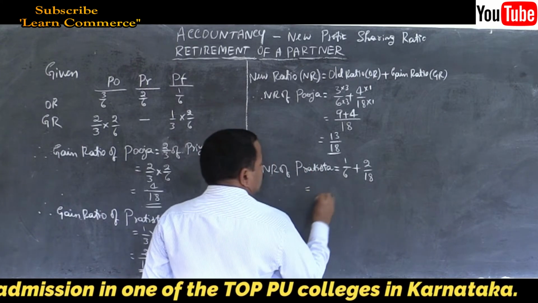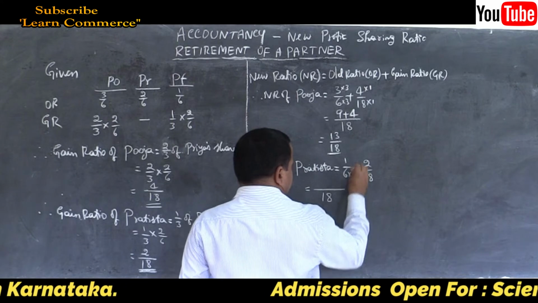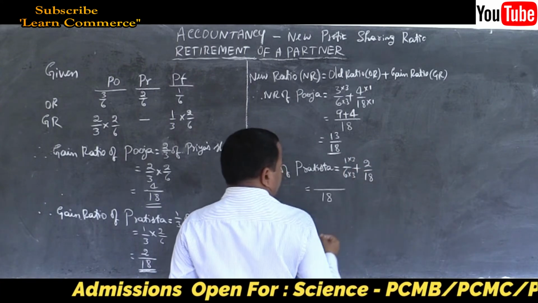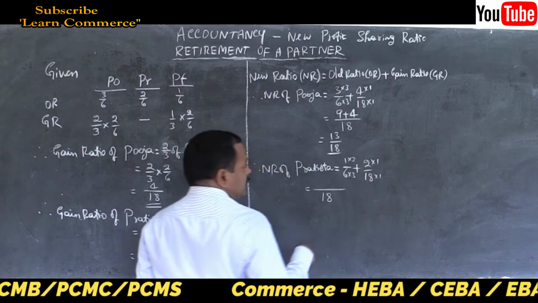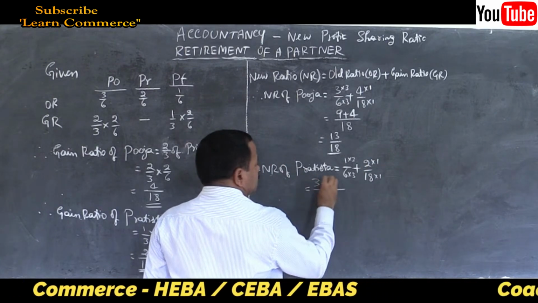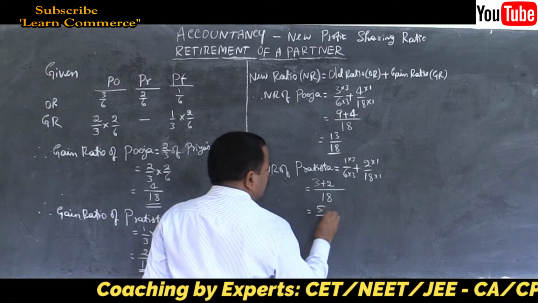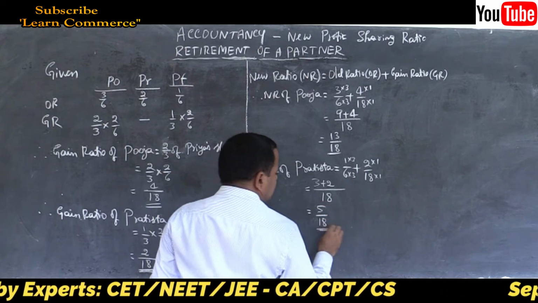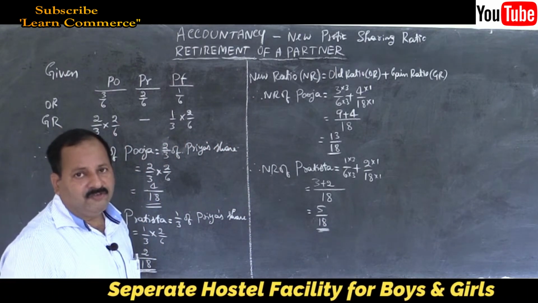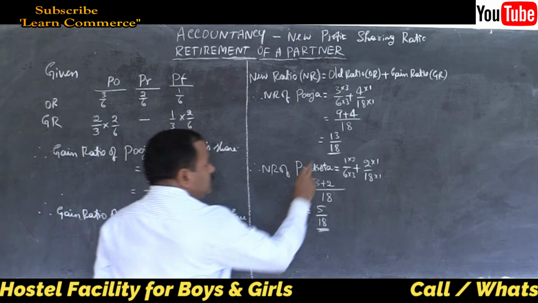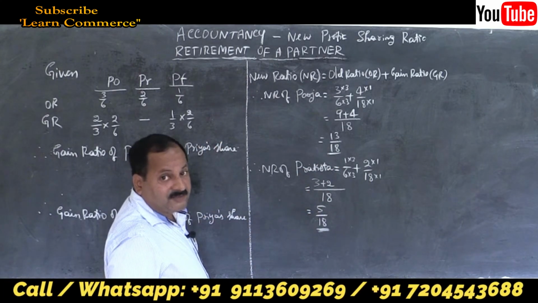Calculate. 18 is the common denominator. 6 3s are 18, so multiply by 3. 18 ones makes no difference. 3 plus 2 is equal to 5. 5/18 is the new ratio of Pratishtha. So 13 plus 5, 18. Denominator agrees, your answer is correct.